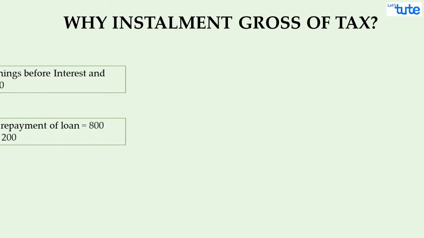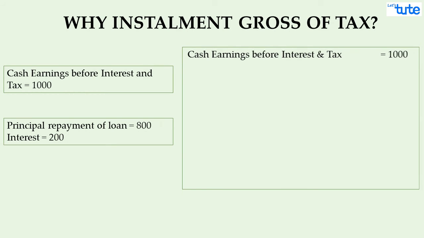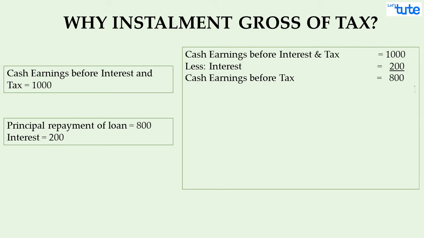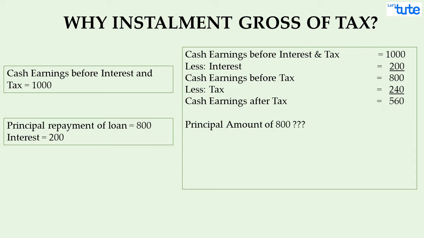Since from cash earnings before interest and tax of 1000, firstly, company will pay interest of 200, and then from cash earnings before tax of 800, company has to pay tax. Suppose tax comes to 240, so earnings left after tax would be 560, which are insufficient to pay the principal amount of 800, correct? So here we can see interest can be paid from EBIT, but the cash left for the repayment of loan will be after payment of tax.